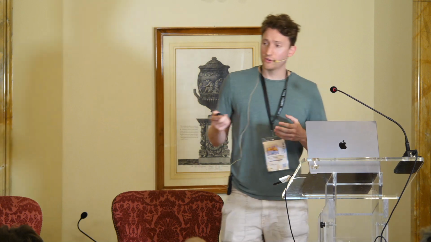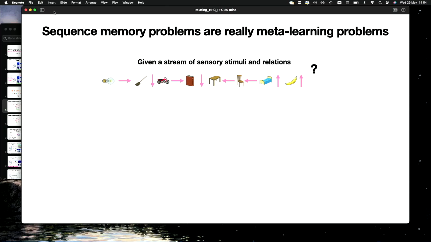Sequence memory problems are also much more complicated than that simple one. So here's an example of a sequence problem. I'm going to tell you a stream of sensory observations and relations, like light bulb, right, broom, down, motorcycle, right, et cetera. And all the way when you get to the banana, I say, what are you going to see when you go up? This one, I'm pretty sure you won't be able to answer.